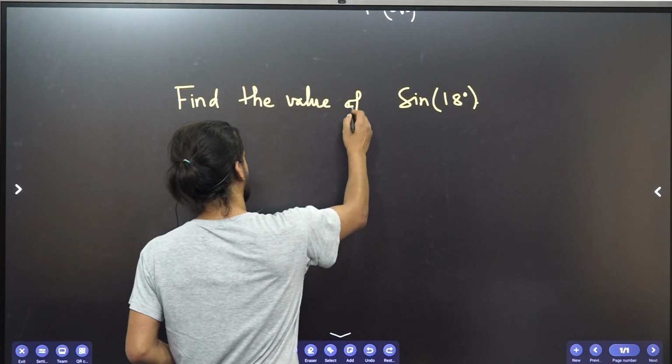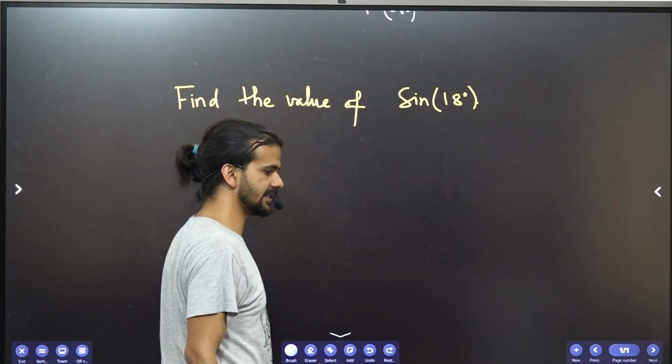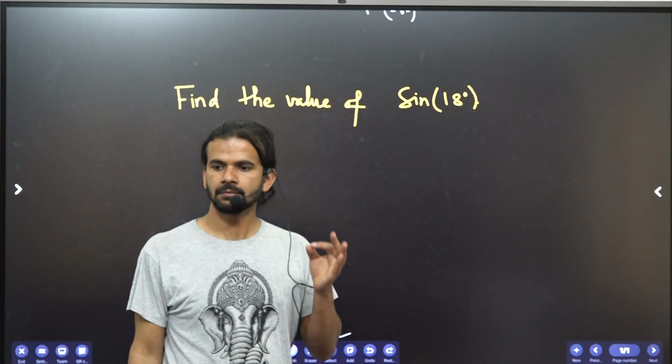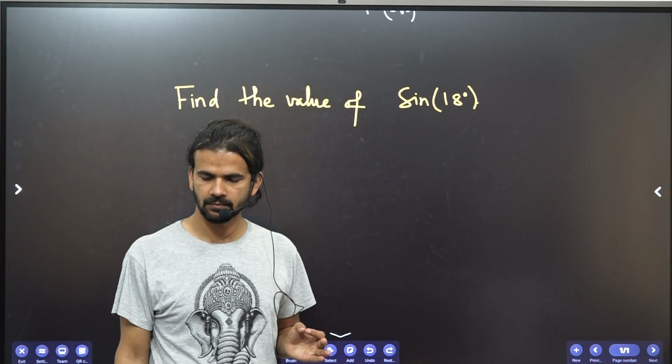So what's the question? Finding the value of sine 18. Sine 18 को value पता करना पर्यो.